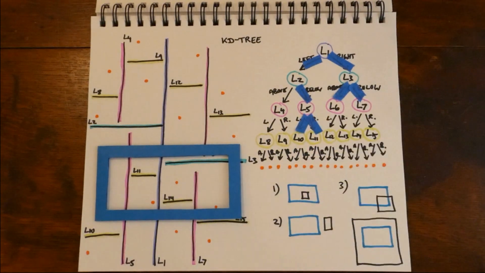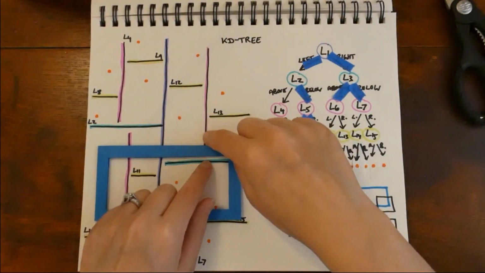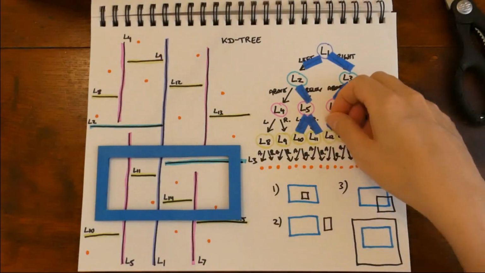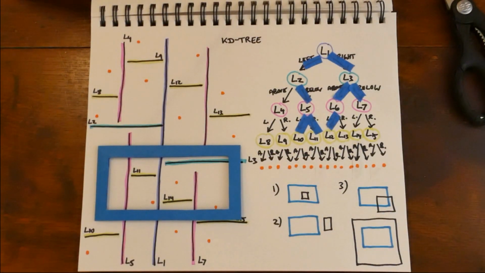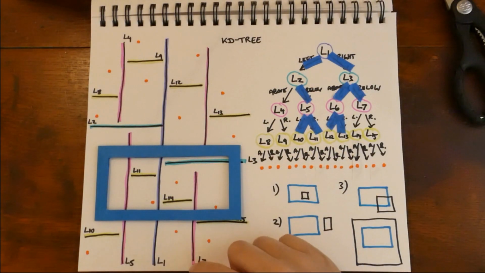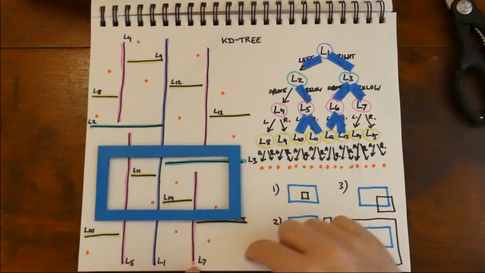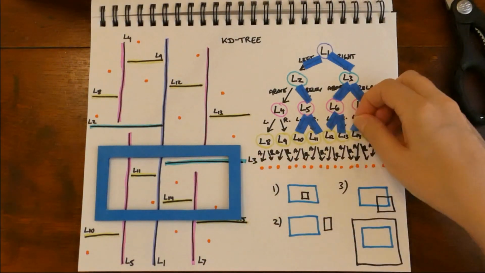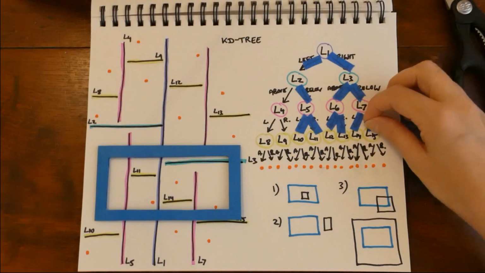subregions. Now, both regions to the left and right of L6 intersect our query rectangle, so we have to continue and check both of them. And the regions to the left and to the right of L7 also both intersect our query rectangle, so we need to check both of them.